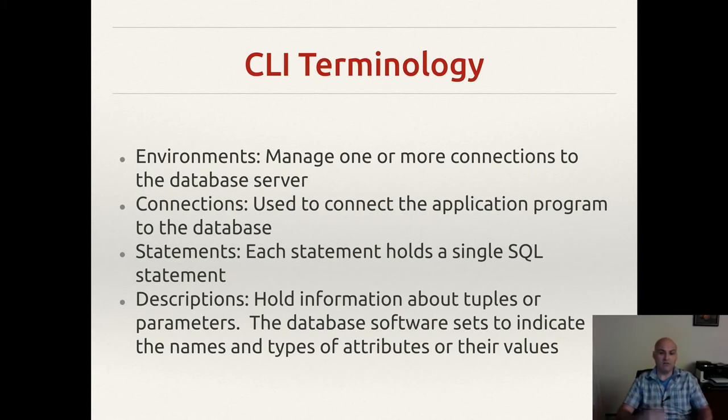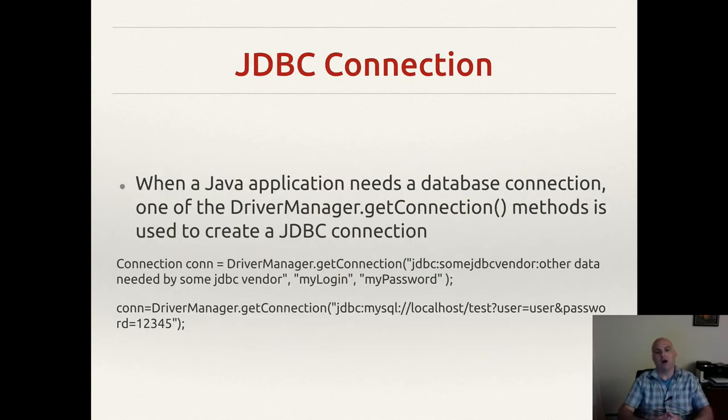Statements are the individual SQL queries that we're going to pass through the connection to enact on the data store. And what we're going to get back, essentially, are descriptions. They're going to hold information about tuples or parameters that we get back from the database itself. The database might use this to indicate the names and types of attributes, or it might indicate their values with it. It's basically that result set medium that's going to come back to us.